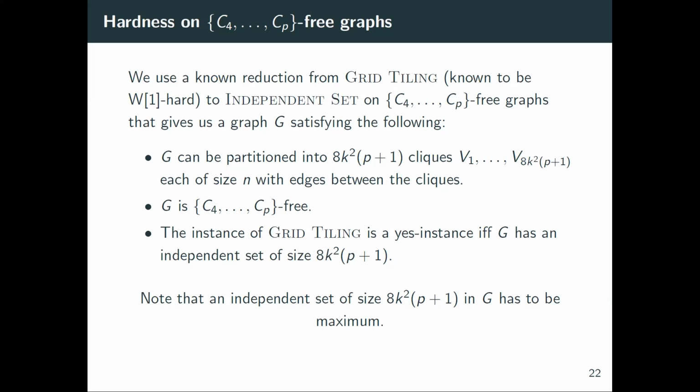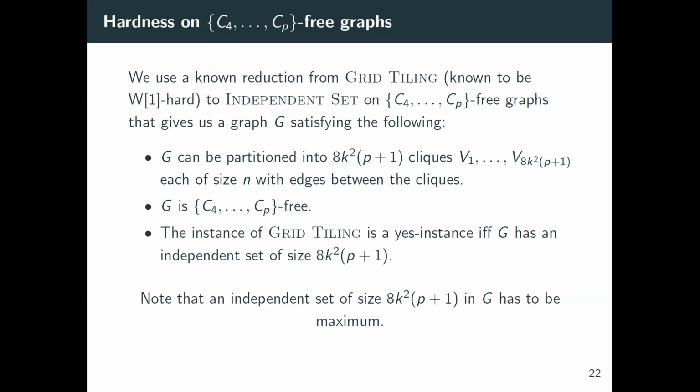for any constant P. But what is interesting and useful in that reduction is the graph that is obtained from the reduction. So the graph that is obtained from the reduction has 3 properties that are going to be useful to us. The first property is that you can partition the graph into basically 8k squared times (p plus 1) cliques. So you have a bunch of cliques, each of size n, and all of the edges basically are between the cliques. But that's it. That's the whole of the graph. It's a bunch of cliques and edges between them.